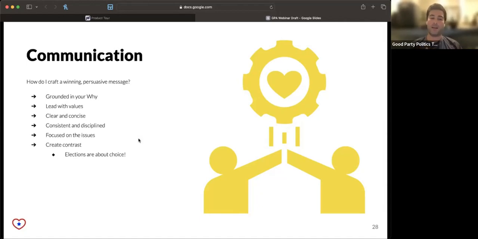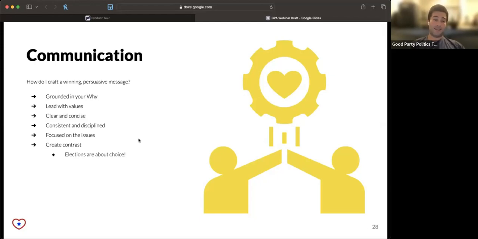So your comms plan is almost always a reflection of your why statement. And how do you ground your campaign in your why, regardless of what issue you're talking about or what it is that you're telling people about yourself? How does it always come back to your core mission and motivation? There are some best practices here. Certainly, a campaign wants to be values driven.